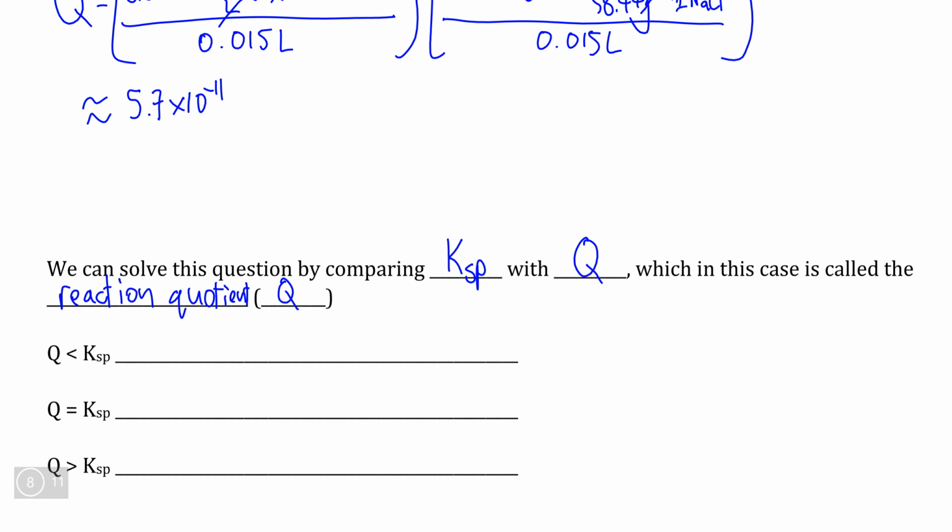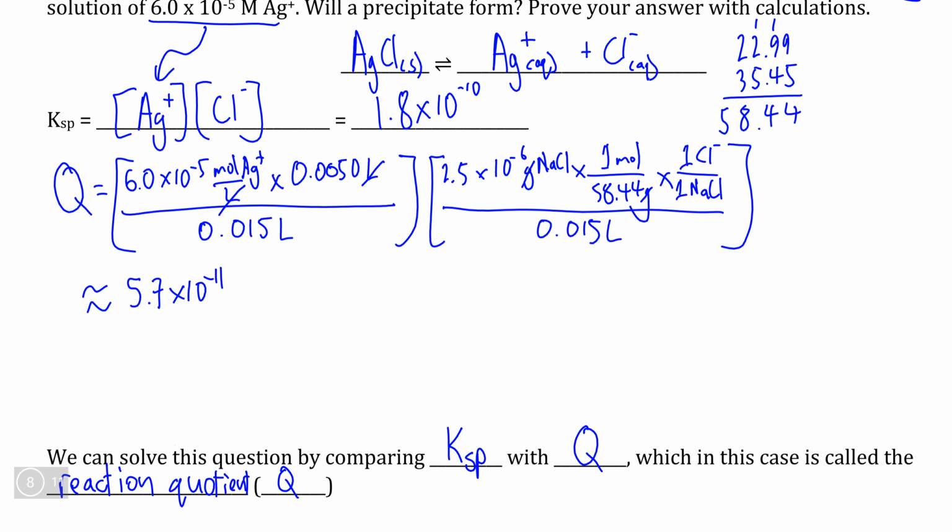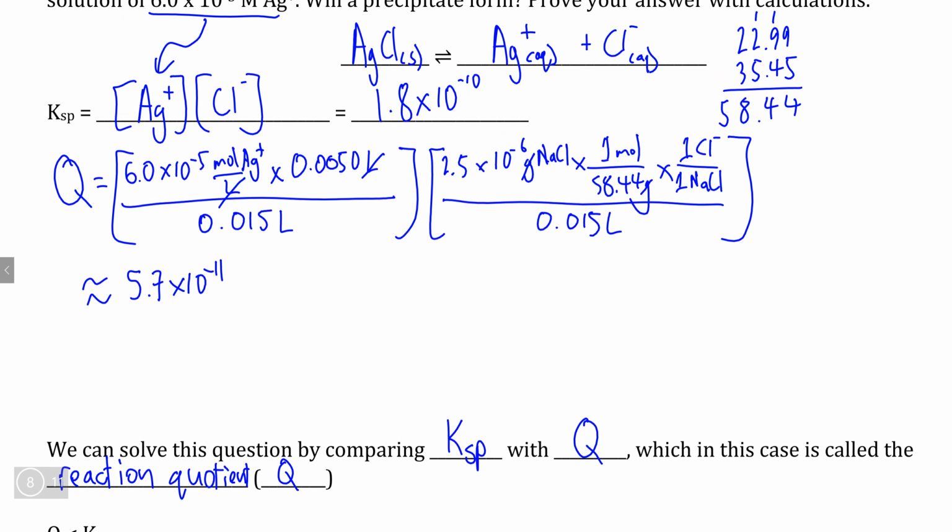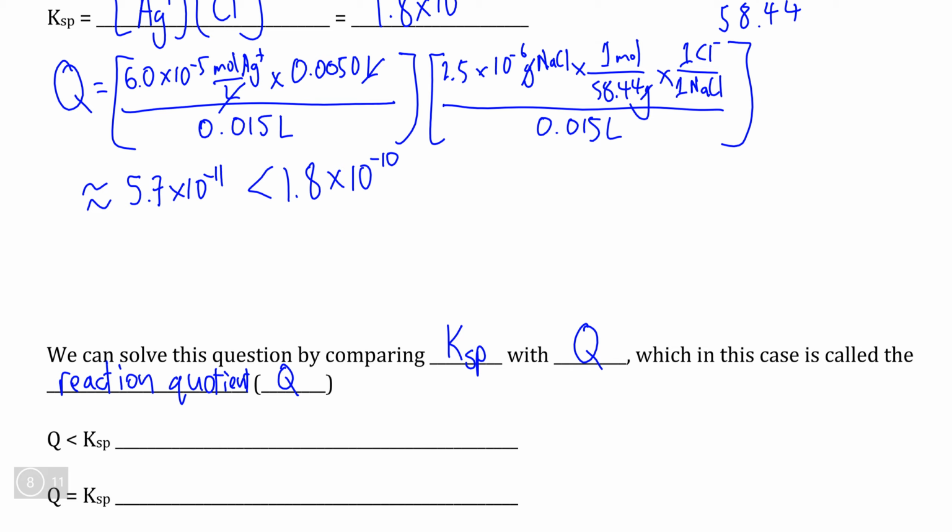Now here's where we need to remember our comparisons of Q versus KEQ from the previous section, and we can see here that our Q value is quite a bit less. It's more than a full order of magnitude less than our KSP value. So what this means is that Q is less than KSP.